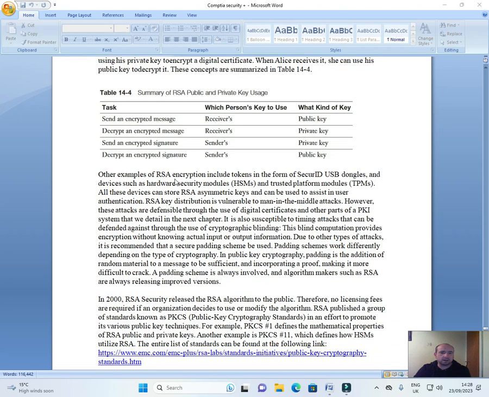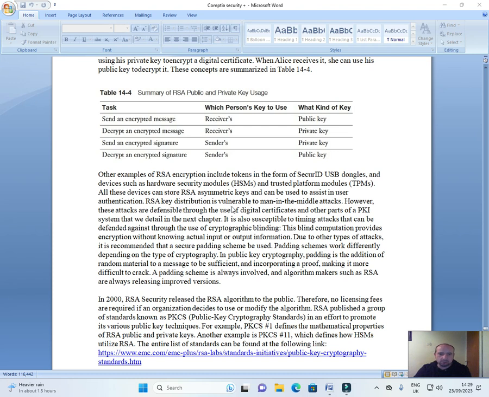Other examples of RSA encryption include tokens in the form of SecurID, USB dongles, and devices such as hardware security modules (HSMs) and trusted platform modules (TPMs). All these devices can store RSA asymmetric keys and can be used to assist in user authentication.